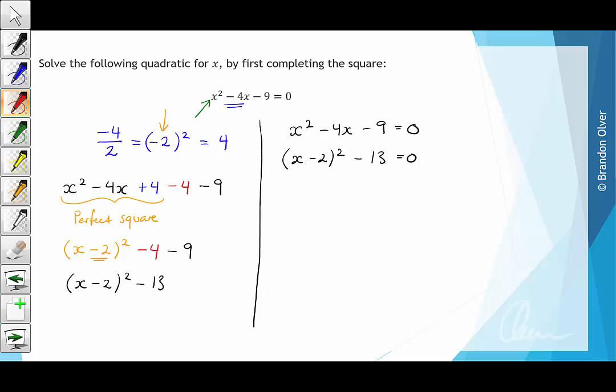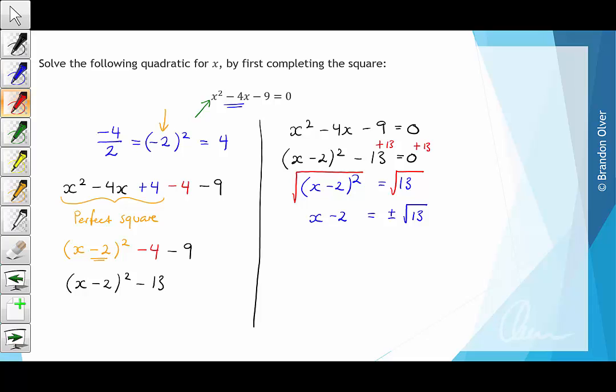And from this point, we just use inverse operations to solve for x. So we're going to add 13 to both sides. So that will leave us with x minus 2 all squared equals 13. Take the square root of both sides, so we get x minus 2 is equal to plus or minus the square root of 13. And the square root of 13, as a prime number, cannot be simplified any further.